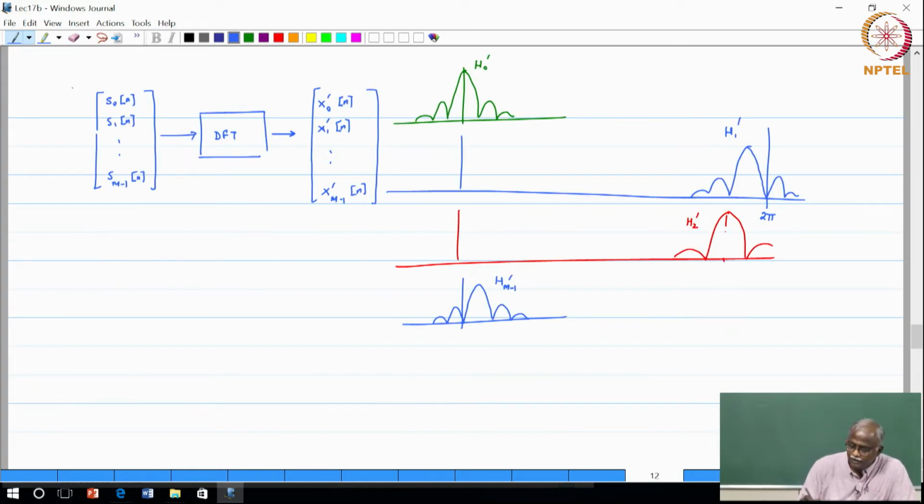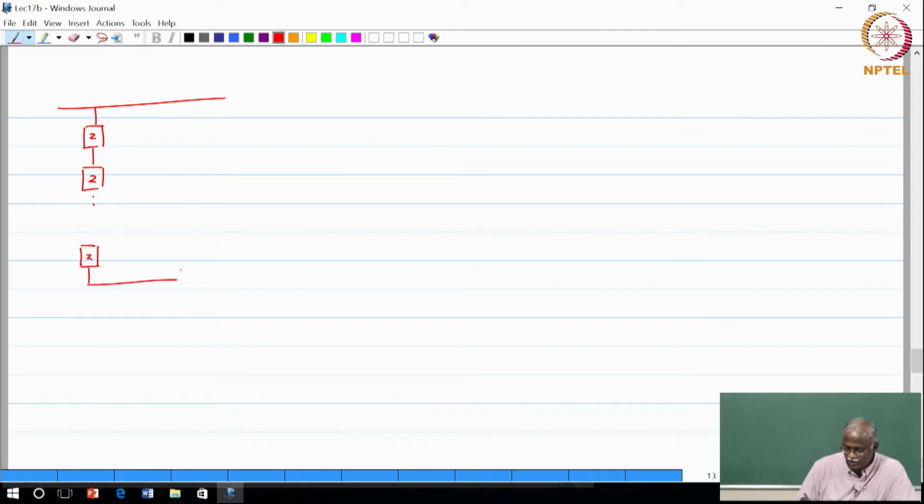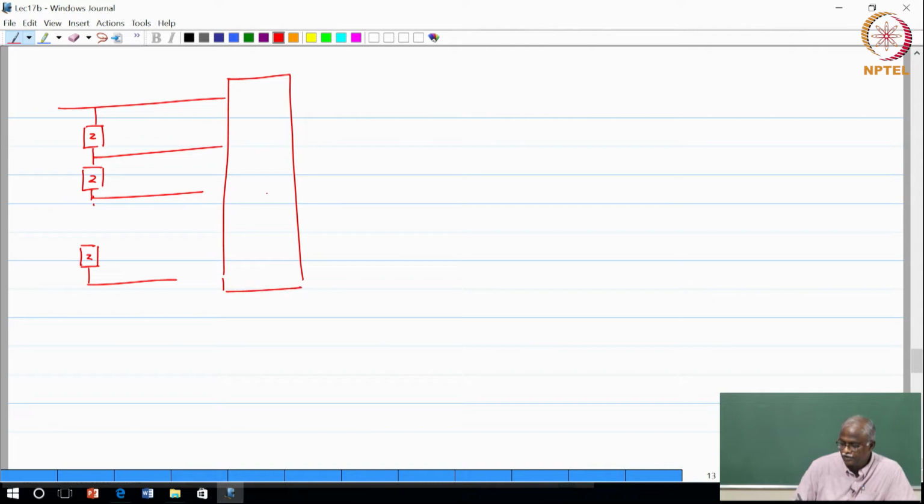What is this? If this is x of n, this is x of n minus 1, correct, all the way to x of n minus m minus 1, okay. But that is not what we do in DFT. Actually, what happens in DFT is the following structure: Z, it is not a delay chain, but it is an advance operator, and each of these branches comes in, and then we take the DFT of this vector. Am I correct?